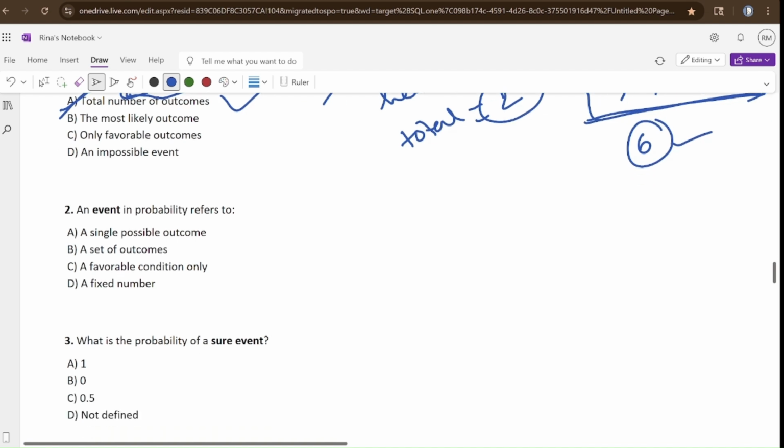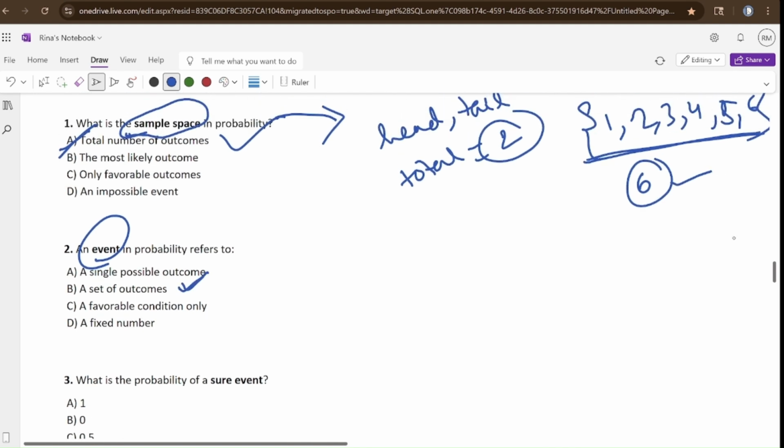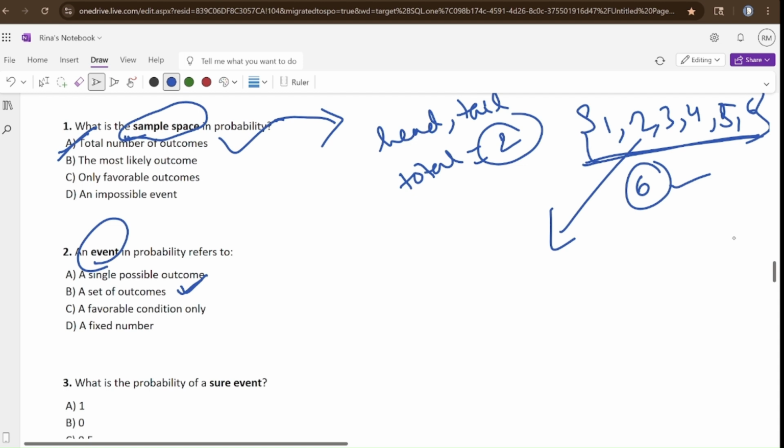Second question. What is an event? An event is a set of outcomes. When you throw a die, then it may be either 2, it may be 4 or it may be 5, any number. So that outcomes are known as event. Okay. So what is the probability that the outcome will be 2 when you roll a die? That is known as event.